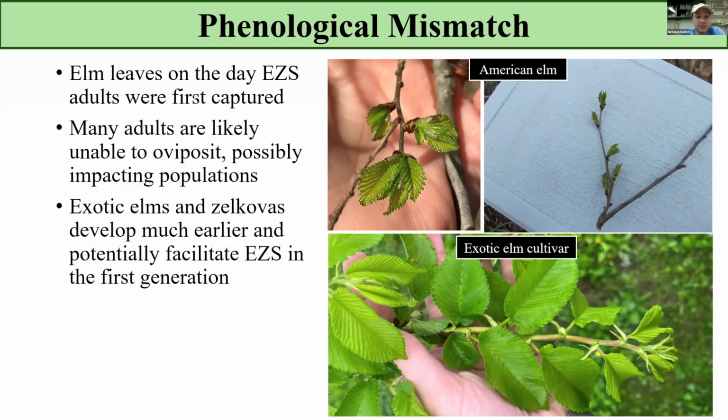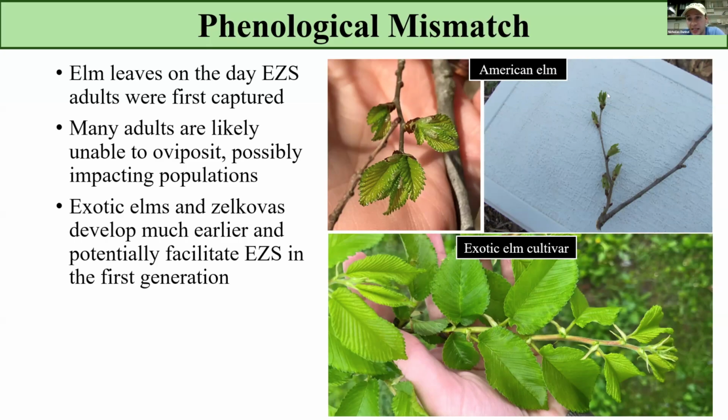On the other hand, at the same time, when we look at the exotic elm cultivars, the leaves are almost completely flushed. And so it's very likely that the reason we're seeing lower populations in our more natural environments is because something like 90% of the adults aren't actually getting to lay eggs. A concern is that over time we might see a rapid shift of EZS basically emerging later, since the ones that emerge later are the only ones giving rise to offspring. So it's something to think about for the future.